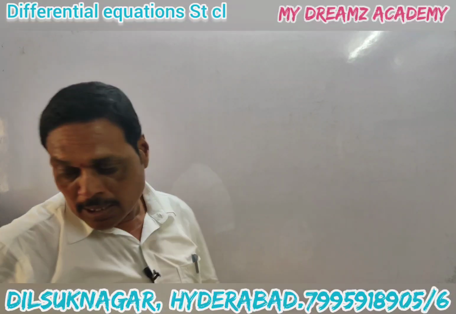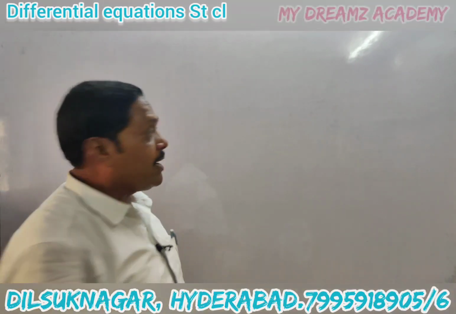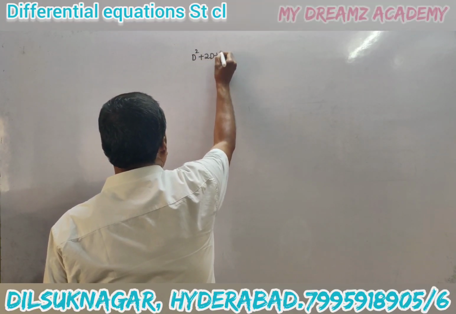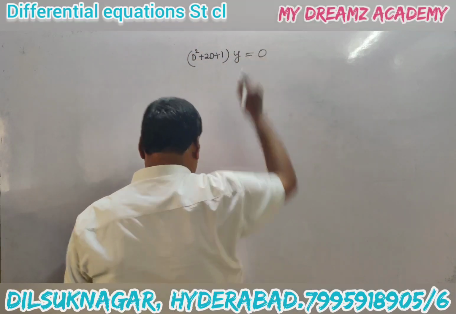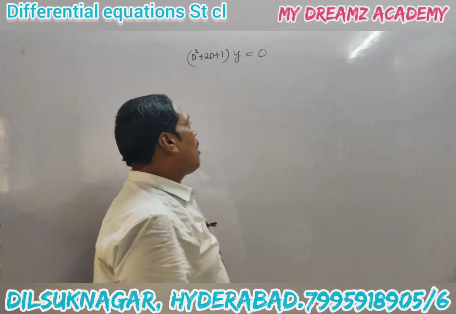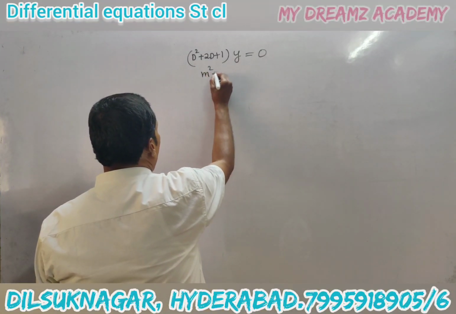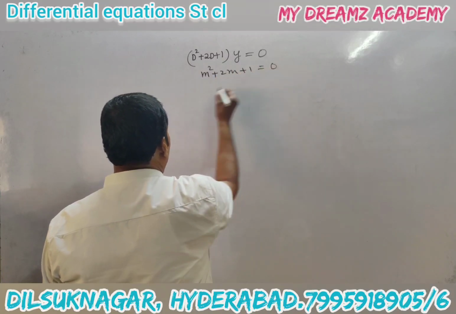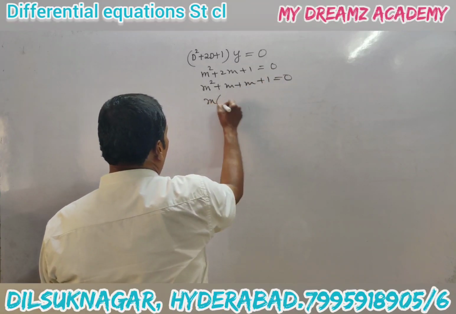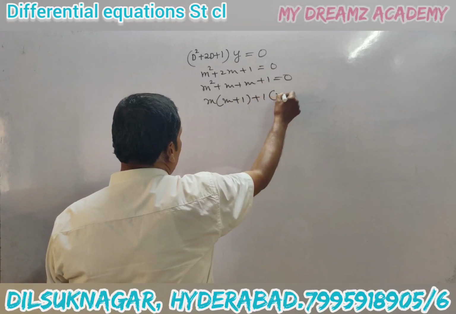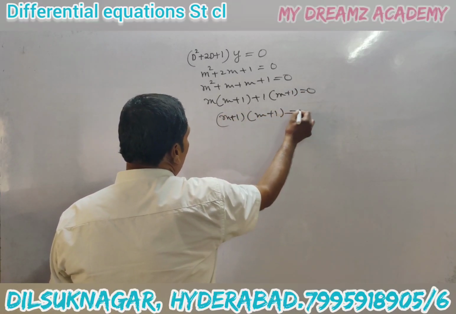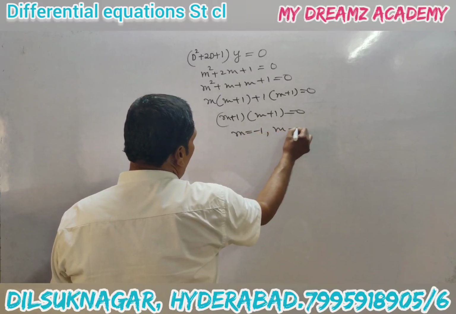See one more equation, (D square plus 2D plus 1) y is equal to 0. The solution of this, given it is already in the operator form: the auxiliary equation is m square plus 2m plus 1 is equal to 0. This I can write as m square plus m plus 1 m is equal to 0. m common, m plus 1, 1 common, m plus 1 is equal to 0. Factors are m plus 1 is equal to 0. m is equal to minus 1, m is equal to minus 1.